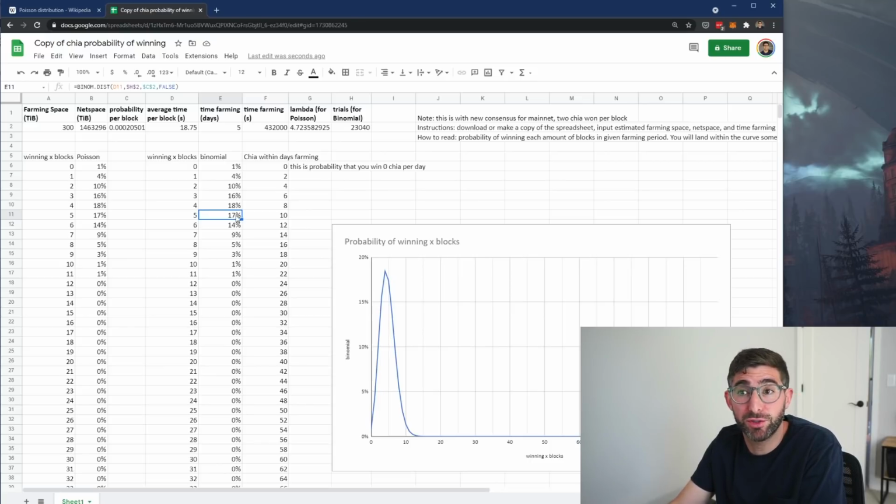But in the short term, if you're just farming for a few days, you could get lucky. If you're the luckiest person in the world, you can win 11 blocks in 5 days. If you're the unluckiest person in the world, you can win 0 blocks.